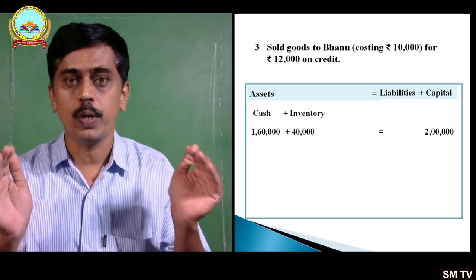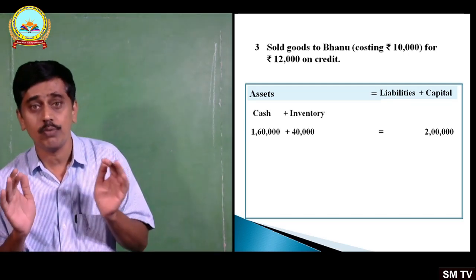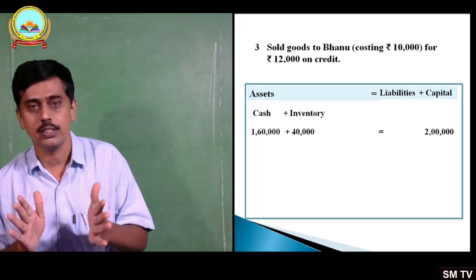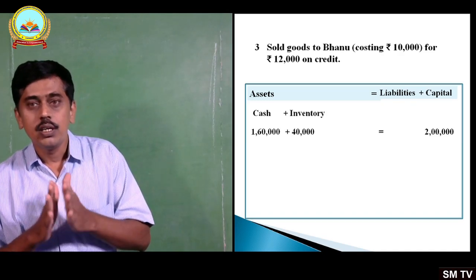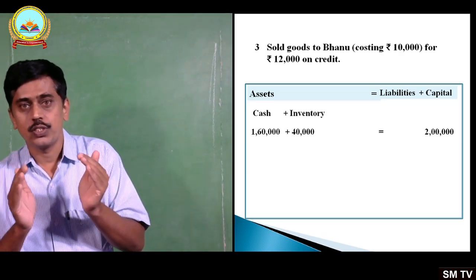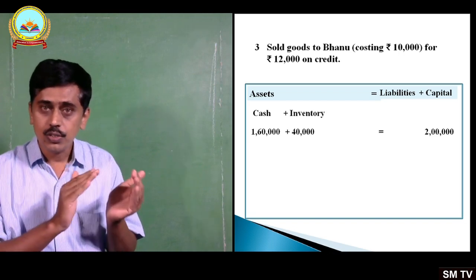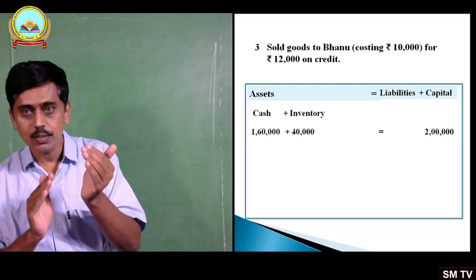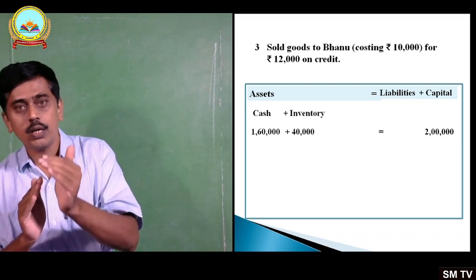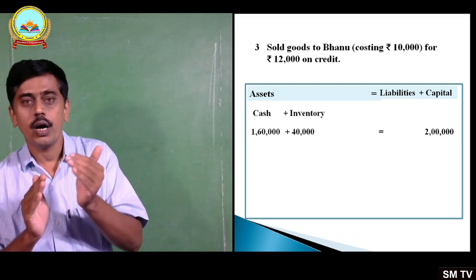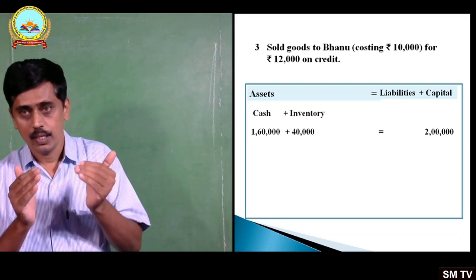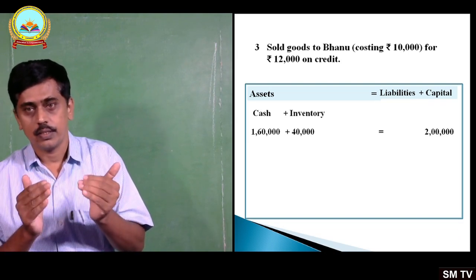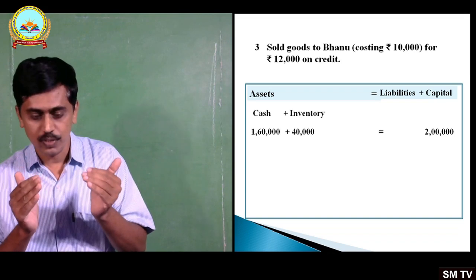Sold goods to Banu costing rupees 10,000 for rupees 12,000 on credit. Two things should be noticed here. Harsha sold goods to Banu on credit. When he sells goods to Banu on credit, Banu becomes our debtor, isn't it? Banu becomes our debtor.